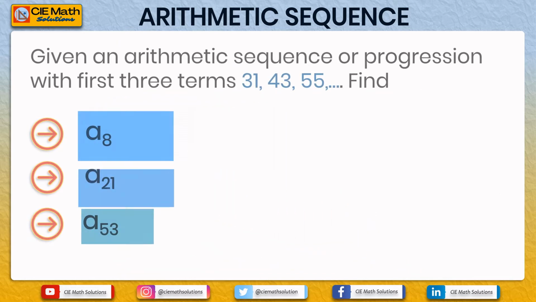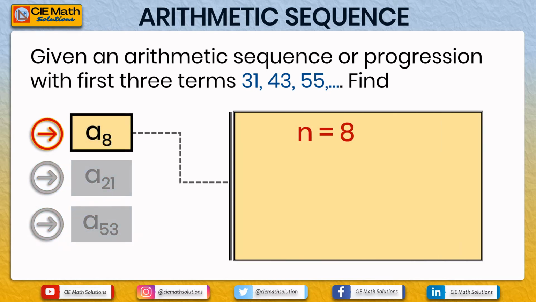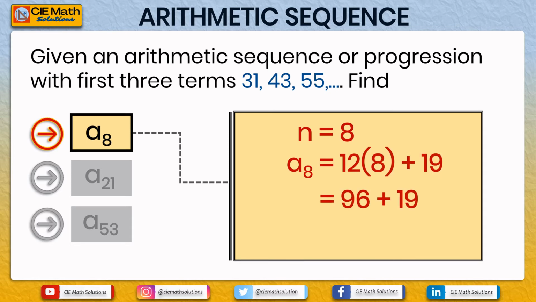Going back to the items, to find A8 or the 8th term, we will be using the value of n, which is equal to 8, in the rule that we got a while ago, which is an equals 12n plus 19. We will then have A8 equals 12 times 8 plus 19, that is 96 plus 19, which is equal to 115.